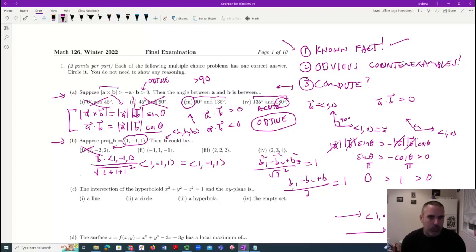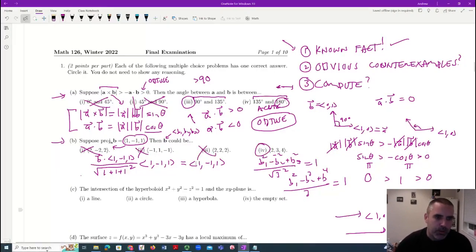2 did not work, no. So then if I did negative 1, 1, negative 1, nope, that doesn't work. If I do 2, 2, 2, that's going to be 4 over 3. That doesn't work. What about if it's 2, 3, 4? Yep, that works. That's the only one.